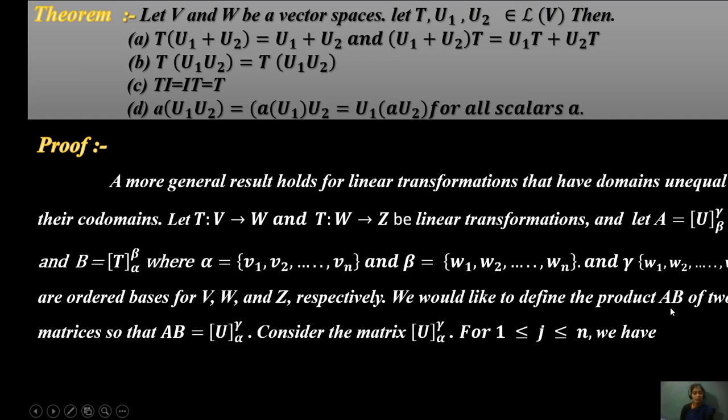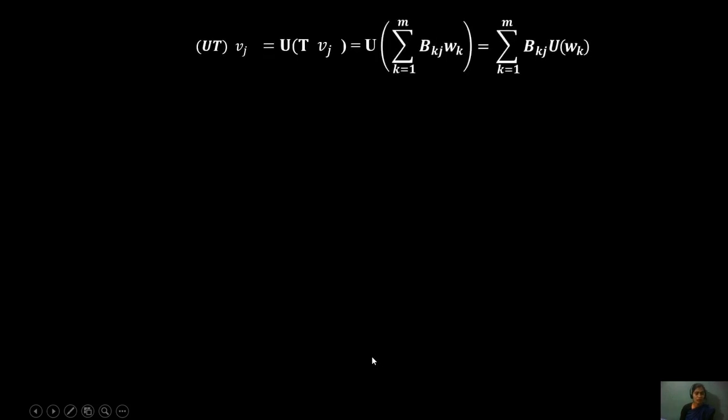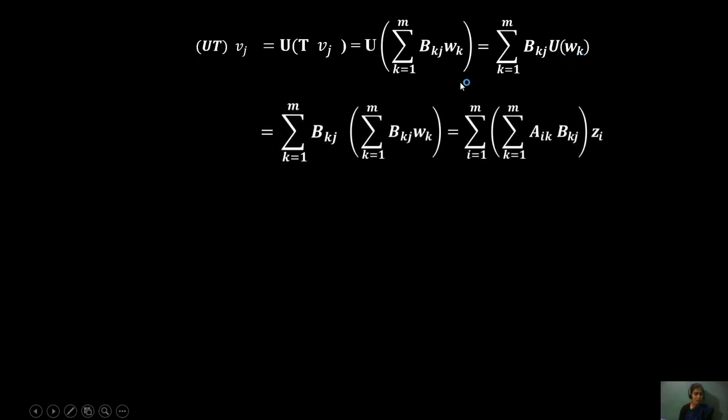We would like to define the product AB of two matrices. Solving the condition, U T(Vj) equals U applied to T(Vj), and we know that T(Vj) equals the summation over k equals 1 to m of bkj wk. Then U is common, and we consider the summation over k equals 1 to m of bkj.